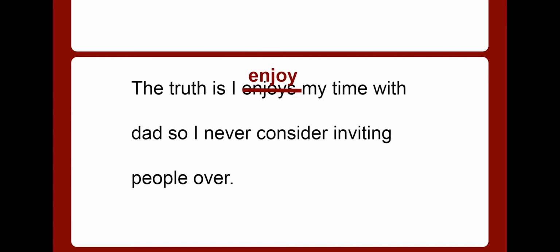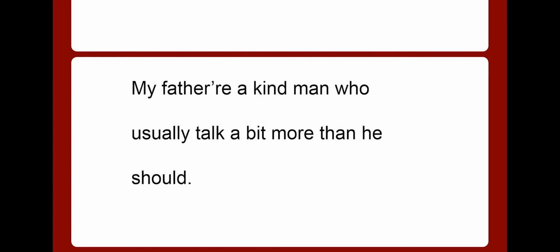Next paragraph. "My father were a kind man who usually talk a bit more than he should." Father were, if you see something like that, that apostrophe re is a shortening for something are. So my father are is what's being said here, which is of course wrong. So it should be father is, father's. There we go. And also he talks. There we go. I'm sorry if you can hear the police siren in the background.